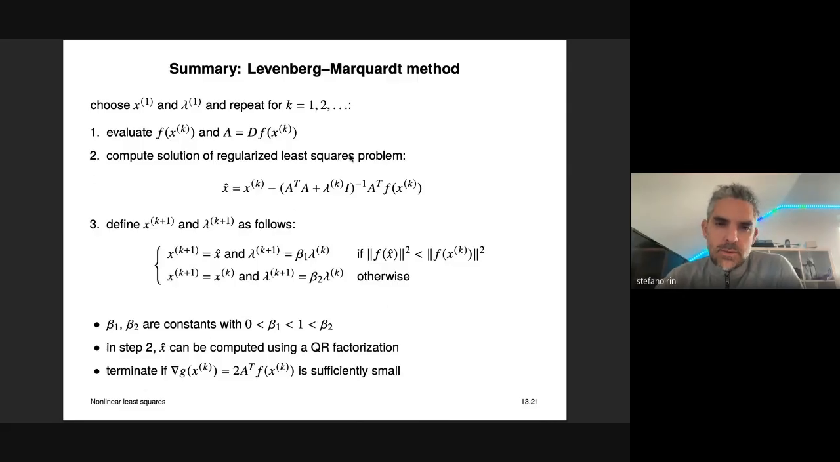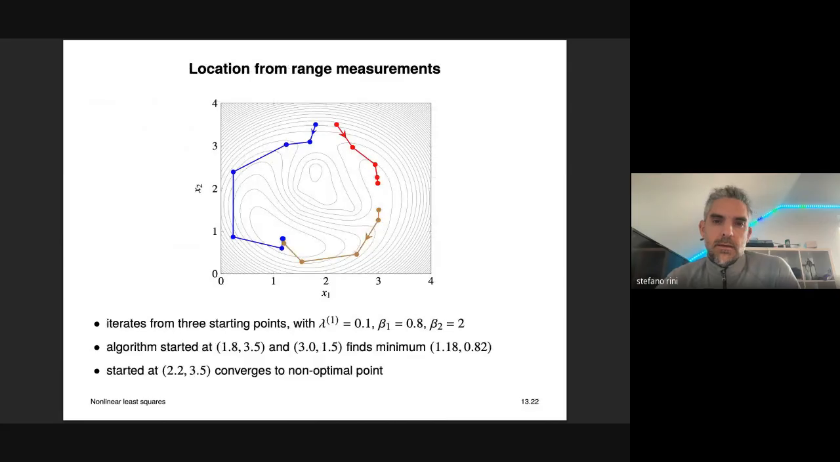And in step 2, okay, this solution can be computed using the QR factorization, and we can terminate if the gradient is sufficiently small. Okay. And here we have different values of the iterates. So this is the minimization of the distance that we saw before.